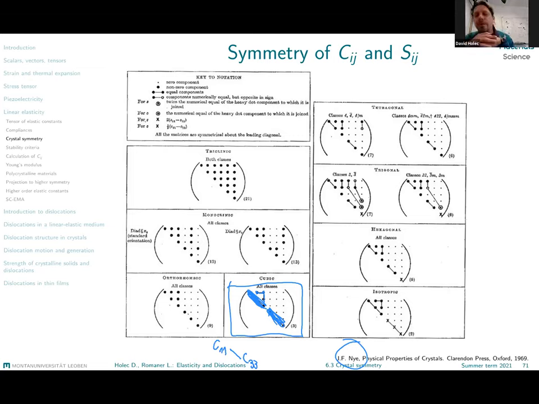That is why for cubic systems, all I need to provide are three numbers, which then fully define the elasticity of such a cubic material: C11, C12, and C44. Those components of the matrix are zero. And the components below the main diagonal are symmetrically equivalent to those above. So here I have again C12, and here I have the zero components.